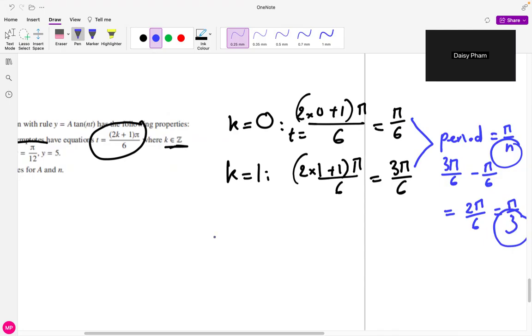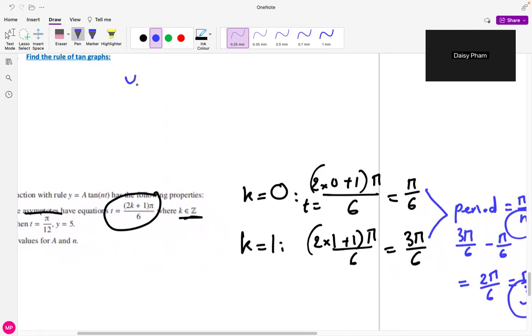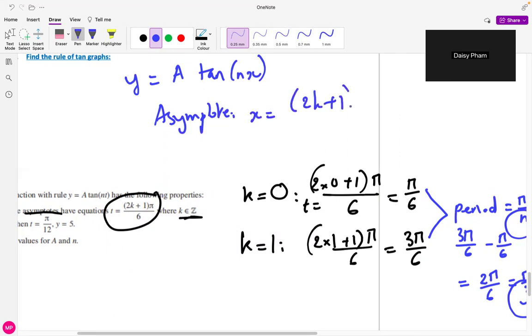Now, that's one way to think about it. Another way is, if you have the equation y equals a times tan of nx, then the general solution for the asymptote can be written in general form as x equals (2k plus 1) pi over 2n. Okay, and if you compare these, they all have (2k plus 1) pi. So you know that the denominator has to be 2n. So 2n equals 6, so n equals 3. That's how I know as well. All right.